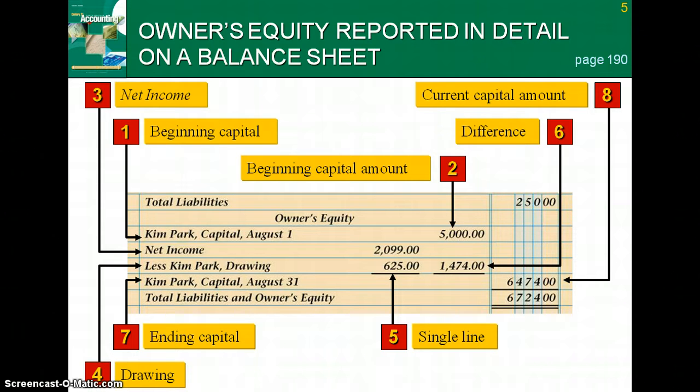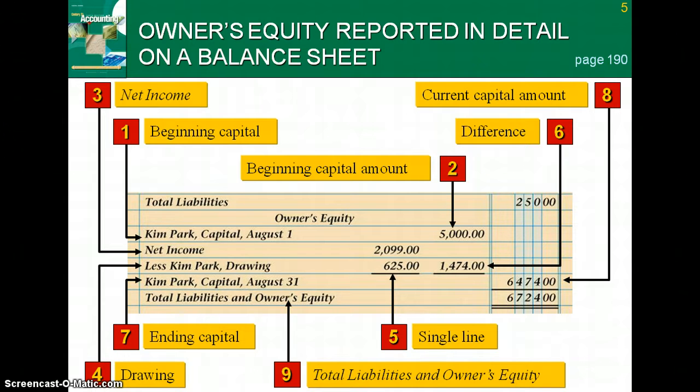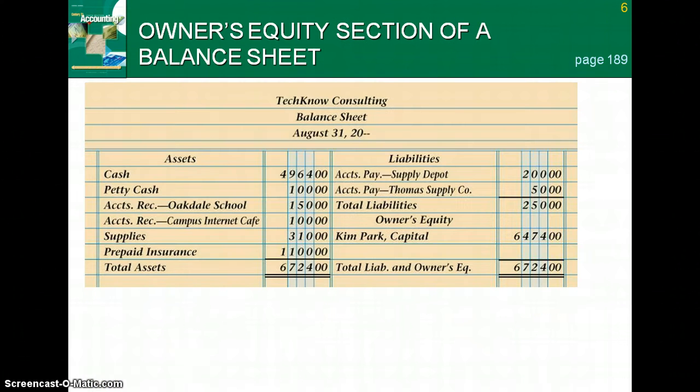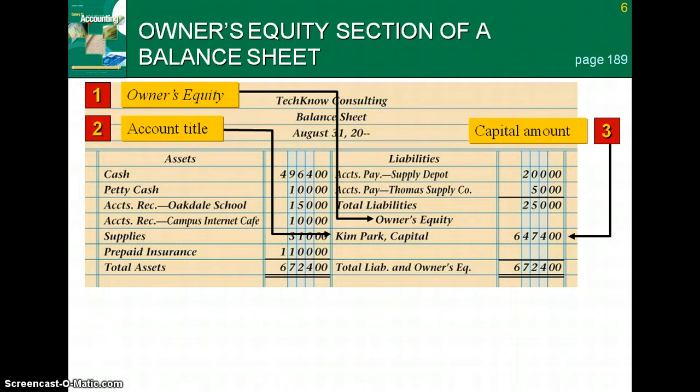Like I said, you are not reporting this in detail. You just want to make sure you know how to figure capital correctly. So beginning capital amount plus net income minus your drawing. I'll repeat it again since I screwed it up. Beginning capital plus net income minus drawing gets you your current capital amount. So here you can see we have that figured. So we put in our owner's equity title, then our account titles, and the amount. In this case, it ended up being $64.74 after we figured it.